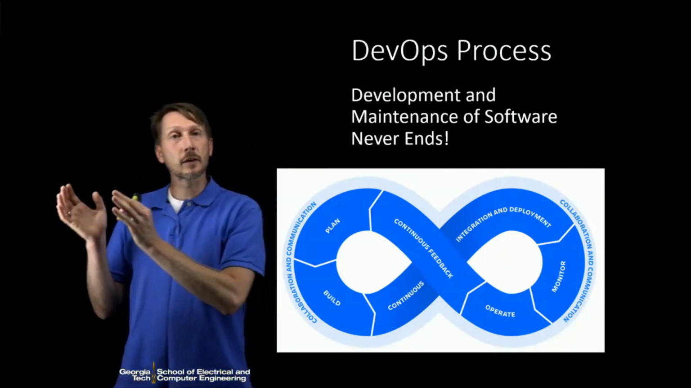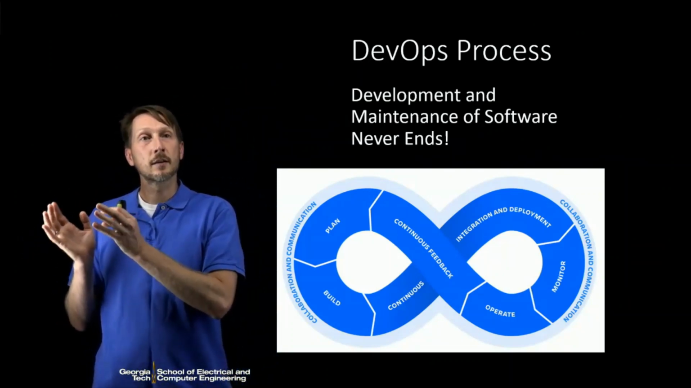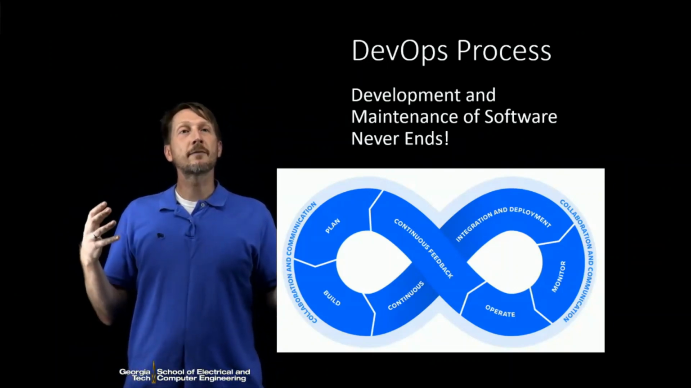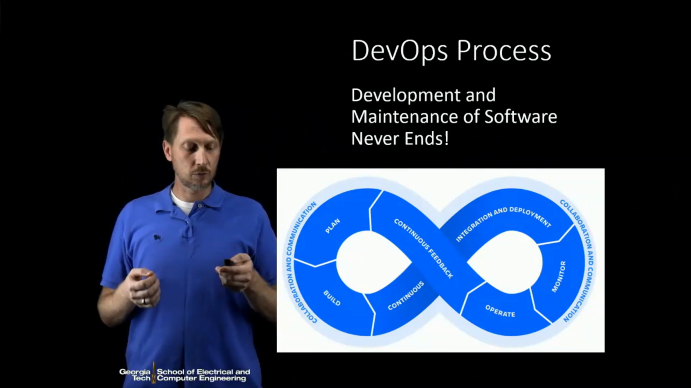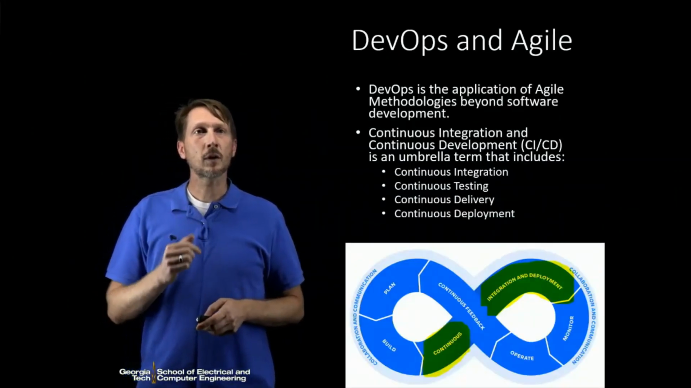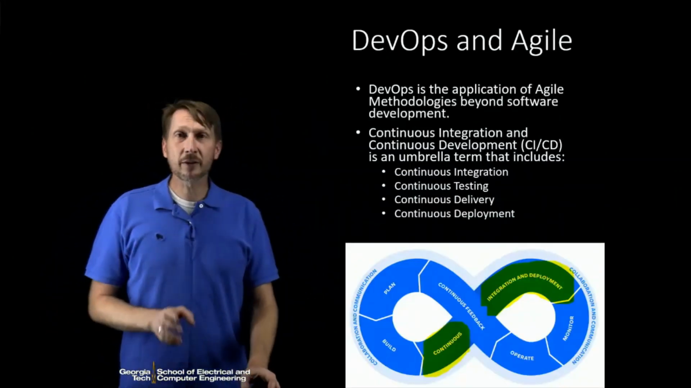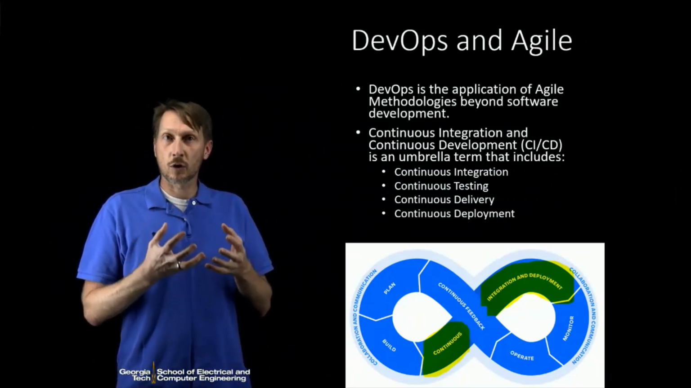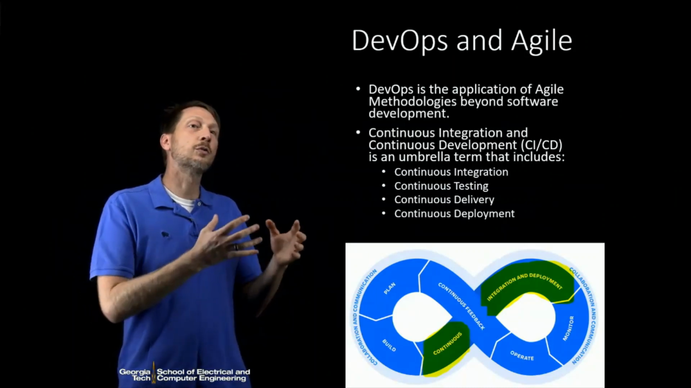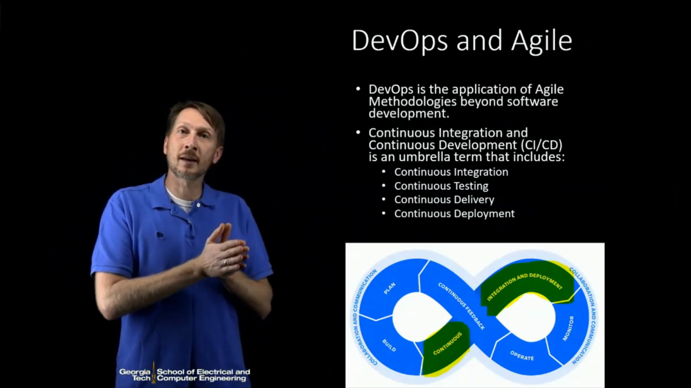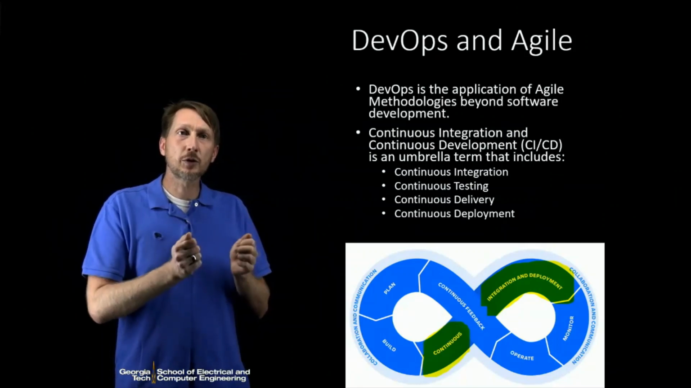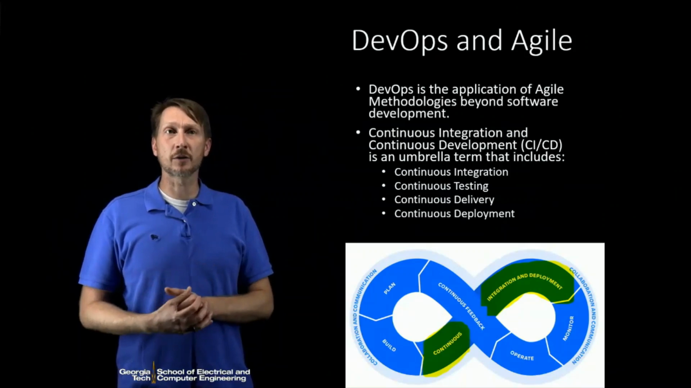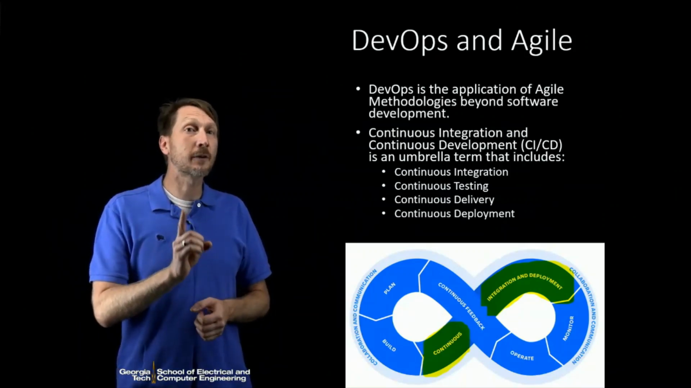On this, you can see that the left-hand side of the infinity is development, the right-hand side of the infinity is operations, and DevOps is a way to try to bring those two closer together. DevOps and Agile. We have another video that's talking about the Agile process and how you can use the Scrum model in order to outline what you're going to do in the next development cycle. The two work together. DevOps is the application of Agile methodologies beyond just the software development.